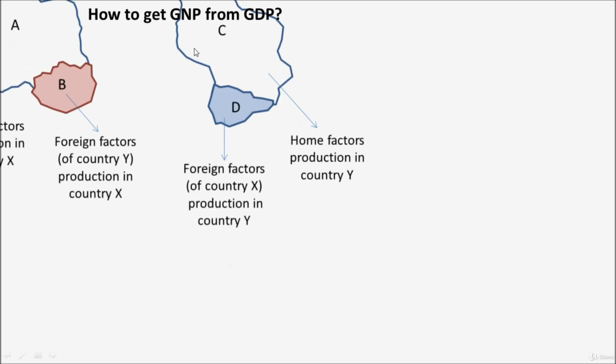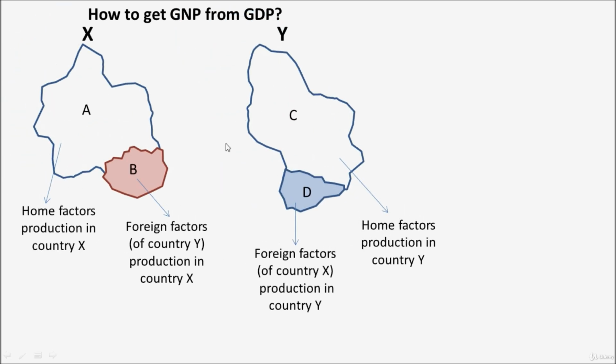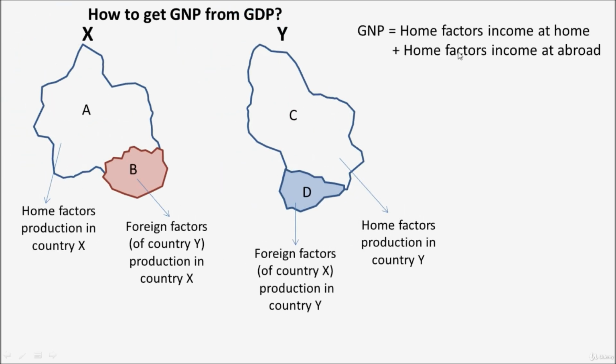Let us now see how we can measure GNP from GDP. Consider the figure again. GNP measures home factors income at home and at abroad. In the figure, for country X, home factors income at home is shown by area A, and home factors income at abroad, that is in country Y, is shown by area D. Therefore, for country X, GNP will be the sum of area A and area D.